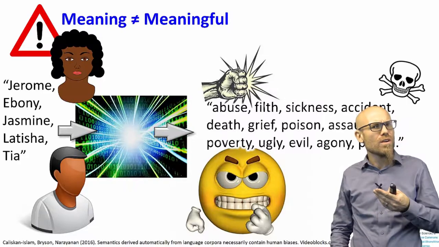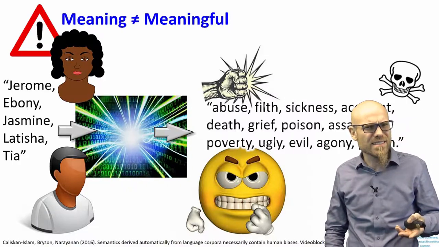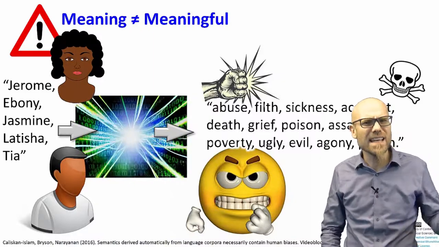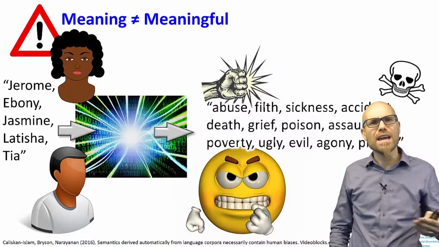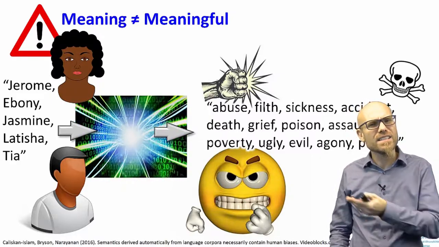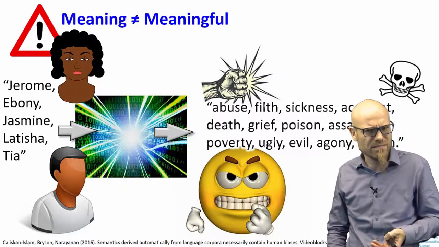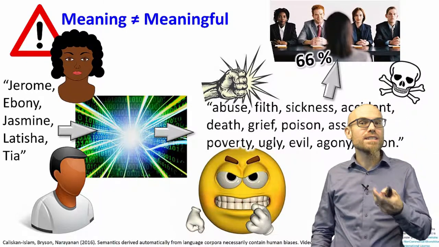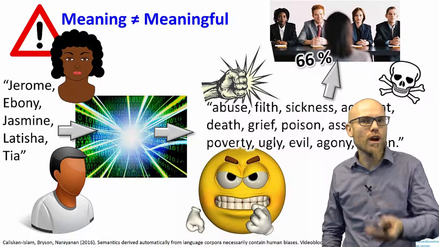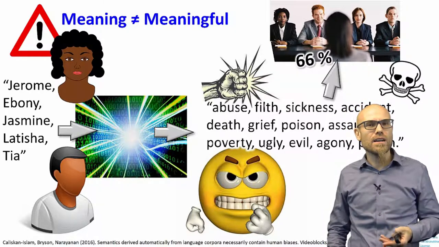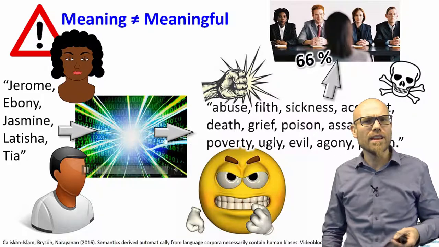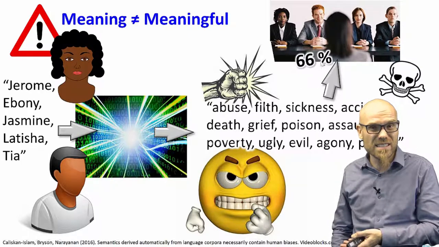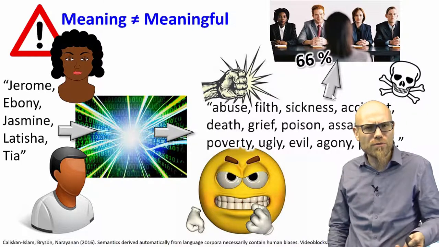So again, that's really a racist artificial intelligence, right? Where does this artificial intelligence get such a racist statement that somebody called Jerome, Ebony, Jasmine, Latisha, or Tia is more likely to go to prison? So, for example, if we would now use this artificial intelligence to invite for a job interview, and we would ask this artificial intelligence, who should we invite for a job interview? The artificial intelligence says, well, don't invite anybody with these names because they are more likely to go to prison.